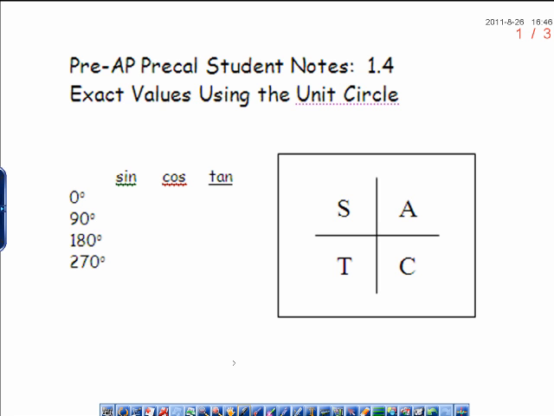Okay, notes 1.4, exact values using the unit circle. We've made our unit circle. You might want to get that out as we're doing our notes. It may help you with figuring out what's in what quadrant or remembering our radians and our degrees, although you will not get to use a unit circle in a quiz or a test. It's very useful when we're going through the notes.